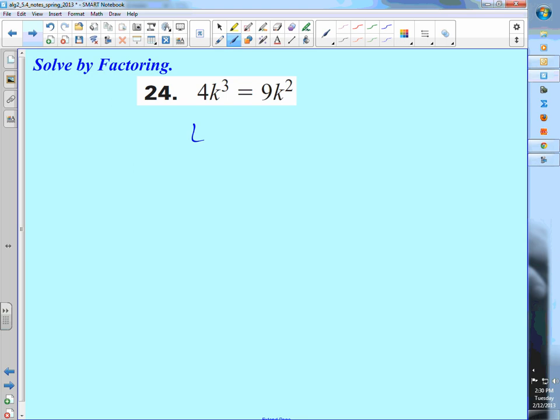What you want to do is set it equal to 0 first. That should be your first goal always when you're solving these algebraic equations. Get a 0 on one side. And make sure that the term with the highest power is positive. We want this to be a positive.